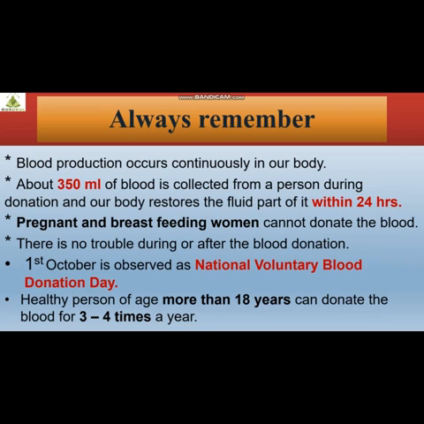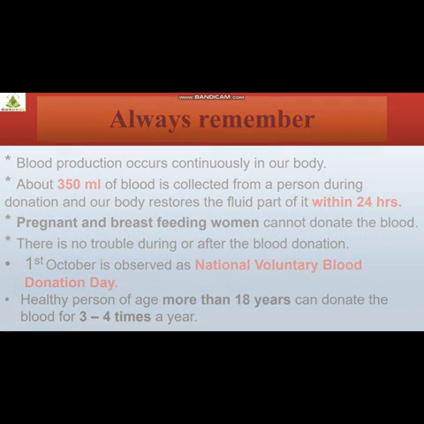Now remember, pregnant and breastfeeding women cannot donate blood. 1st October is observed as National Voluntary Blood Donation Day, and there is no problem or trouble during or after the blood donation. Please take note of it. A healthy person of age more than 18 years can donate blood 3 to 4 times a year. How many times can a healthy person older than 18 donate blood? 3 to 4 times a year.